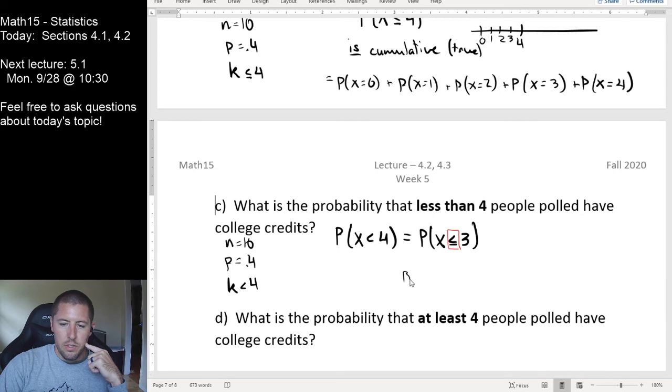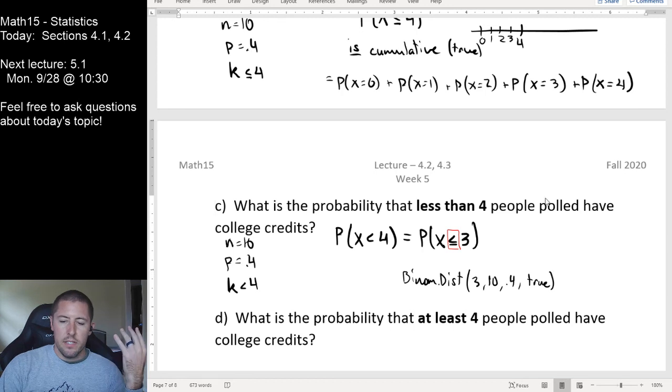So when we do this, we'll do our binom dist. Our number of successes will be 3. Our number of trials will be 10. Our probability of success will be 0.4. And we will say true here for this guy because it is cumulative up through 3. So the reason I'm doing this one is just because less than 4 is an obnoxious way to phrase things when we're in discrete probability distributions, because that means that 4 really isn't the magic number.